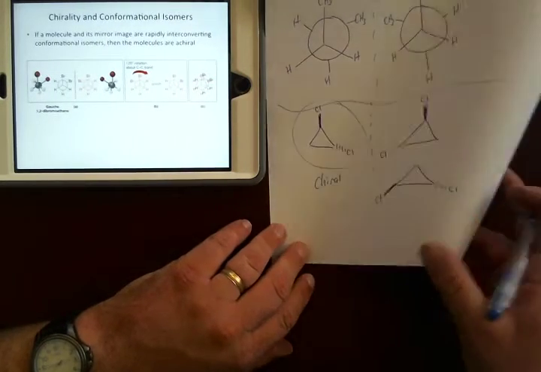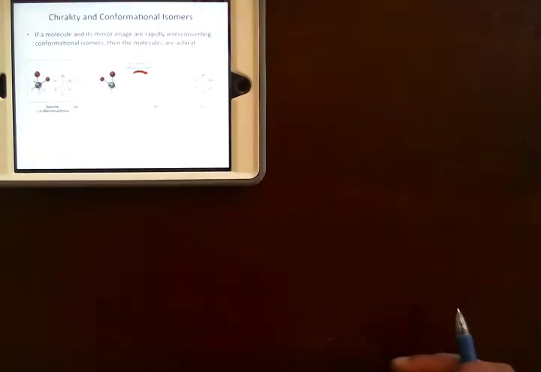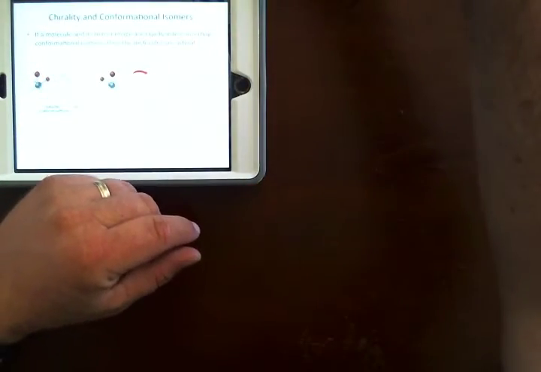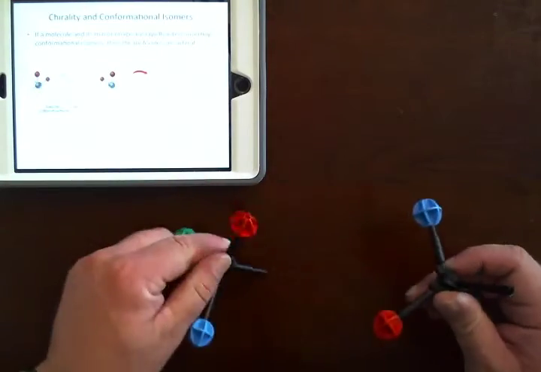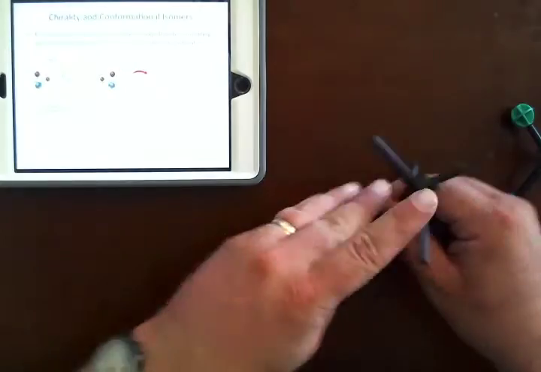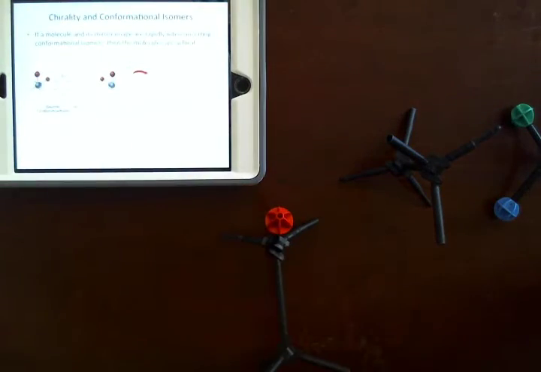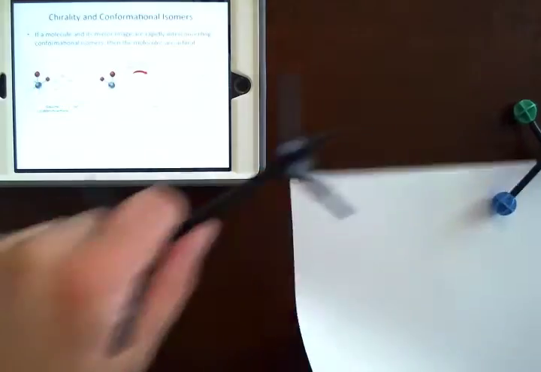Now, you can have sort of fleeting chiral centers. We talked about this before. So let's build this. Put some paper underneath so you can see it.